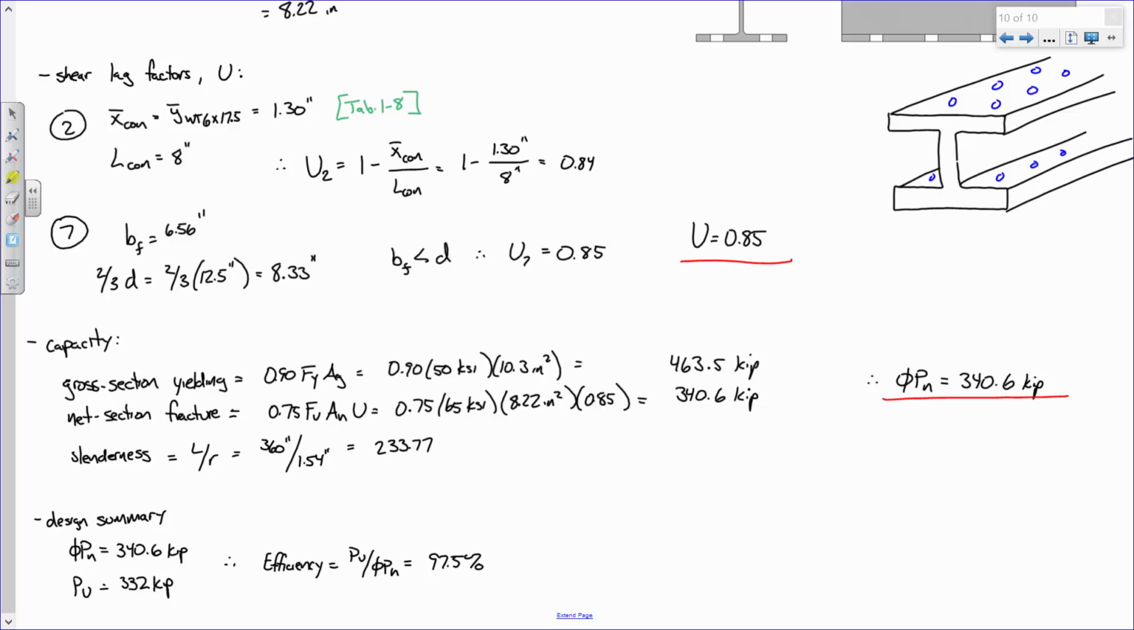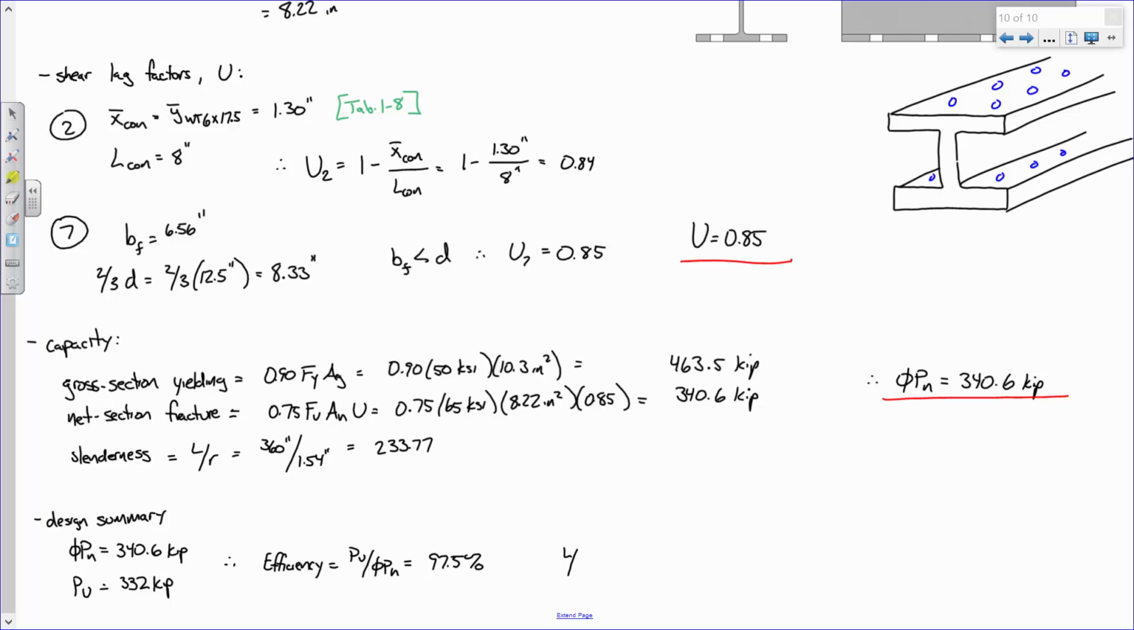Another final point: I do like to have a design summary at the end of the problems. The reason is because you're making a lot of assumptions and a lot of guesses. I think it's healthy for you at the end of the problem to state everything that you know. What do I know about this section? Its capacity is 340.6, the load is 332. That means it's a safe design and it's an efficient design.